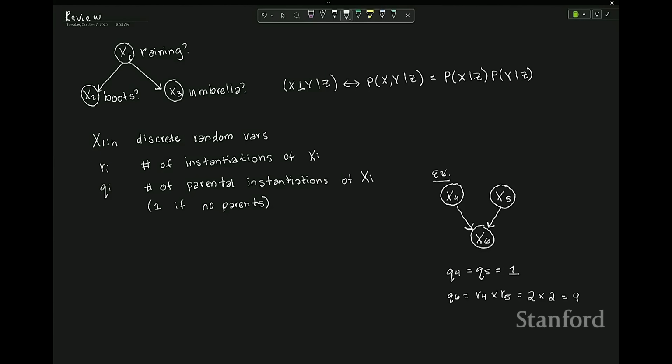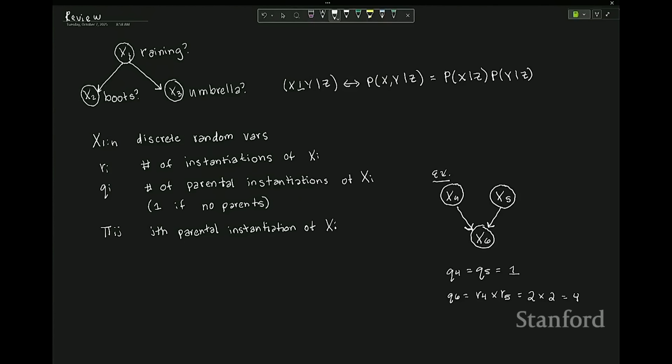We have one final piece of notation, and that's going to be pi ij. And this is the jth parental instantiation of the parents of xi, or just of xi. The jth parental instantiation of xi.